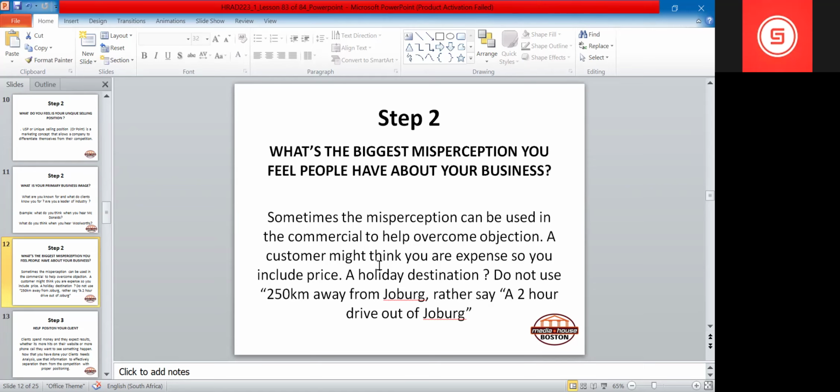Don't say 250 kilometers away from Joburg, rather say a 2 hour drive out of Joburg, rewording that misconception. If you are going to be selling high tech gadgets that do cost a lot of money, obviously smart televisions, phones, even vehicles like cars that are super expensive, the price is actually just never mentioned.